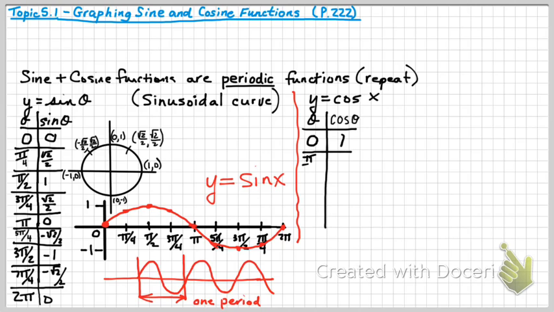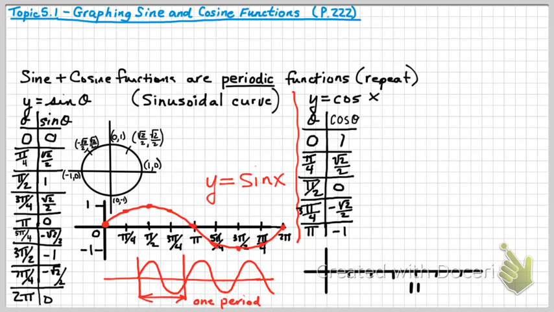With y equals cosine x, you're going to plot those same points. The cosine of 0 is 1, the x values. Pi over 4 is again root 2 over 2. At pi over 2, the cosine is 0. And you can go around the circle and plot the points, and this is what the wave is going to look like. Right at x is 0, it starts at 1, goes down to -1, and then back up to +1. So it's almost an inverse of the sine function.